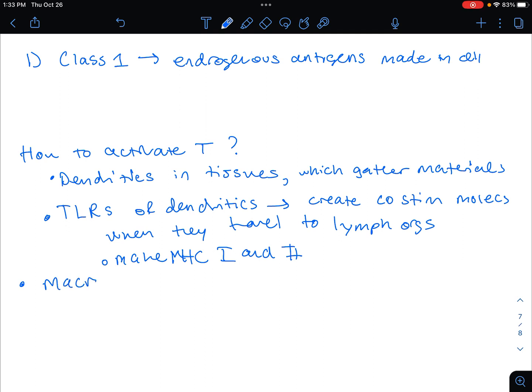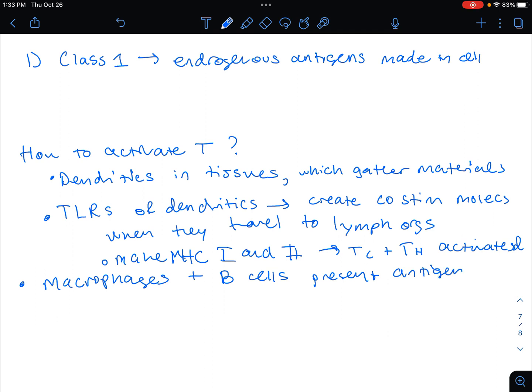Those are the dendritic cells. So you can see they're surveilling, and then they're moving into the lymphatics where they can activate the T and the B cells. The macrophages and the B cells are going to present antigens on major histocompatibility complex class 2. And so you can see how you can activate T cells with these different types of dendritic cells, and then also you've got the macrophages and the B cells.